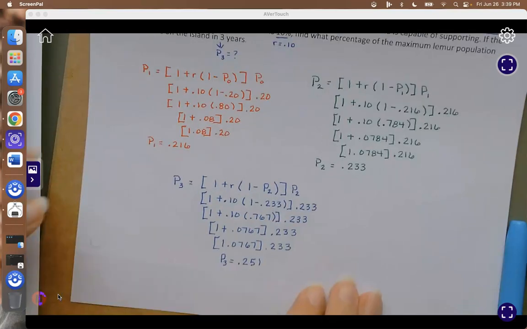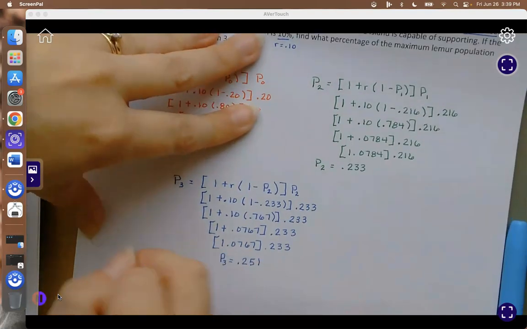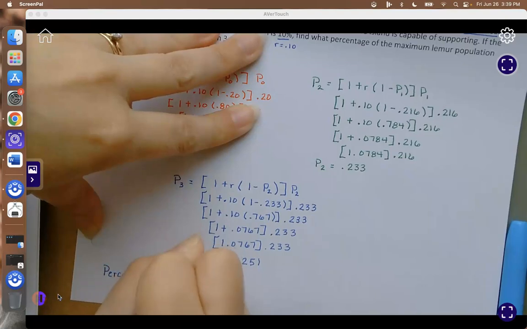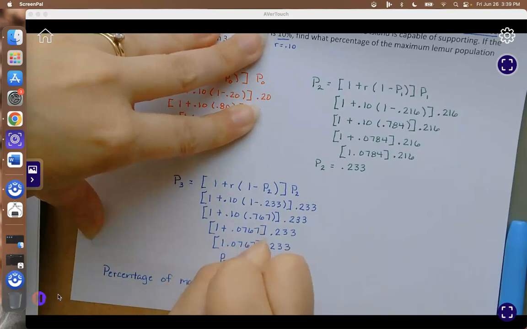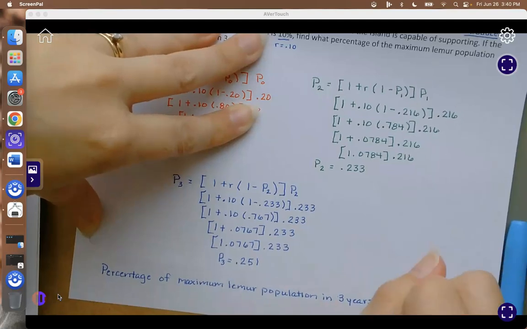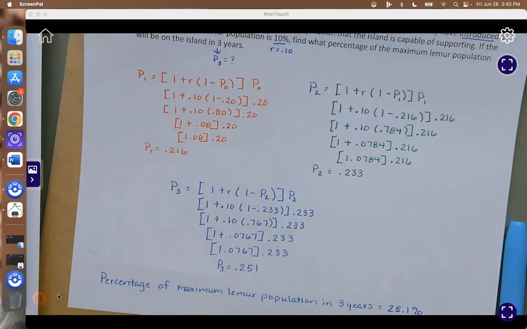And that's going to give me P of 3 equals 0.251. So it wants it as a percentage. So what they wanted was the percentage of maximum lemur population in 3 years is, and they want it in a percentage, so that's going to be 25.1%. And that is that.